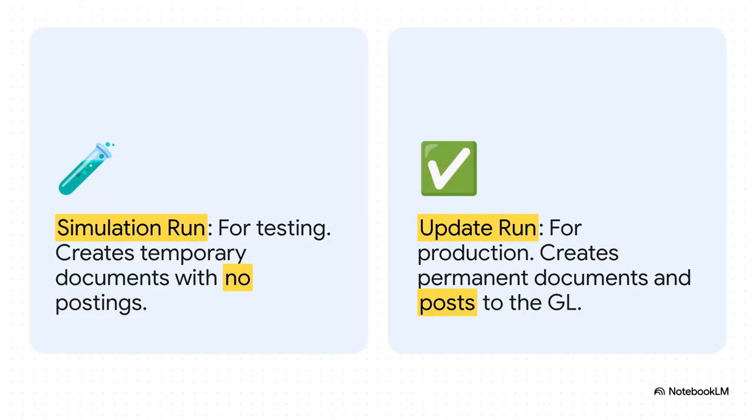And putting them side by side like this makes the difference just crystal clear, right? You've got your simulation run on one side. That's for testing, no financial postings. It creates temporary stuff and is safe to run whenever. Then on the other side, you have the update run. That's for production. That's live billing. It posts to the general ledger, creates permanent documents, and the actions are final. It is literally rehearsal versus reality. And if you mix these up, you're not just fixing a typo. You're looking at some seriously complex financial reversals and probably some very unhappy customers.